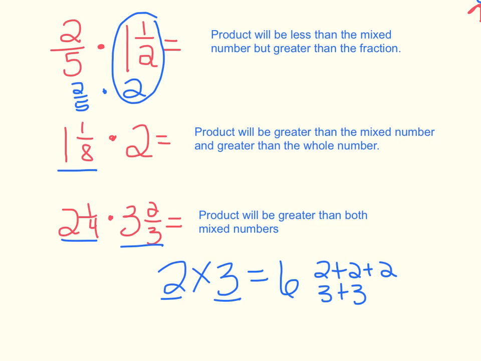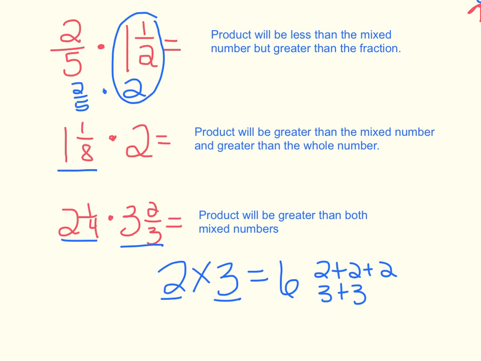So in the second situation, where we have a mixed number times a whole number, the product is going to be greater than both factors. So it'll be greater than the mixed number and greater than the whole number, because this problem means that 1 and an eighth is being repeated 2 times. So 1 and an eighth repeated will have to be more than 1 and an eighth by itself. It also means 2 is being repeated 1 and an eighth times. So it is 2 plus an eighth of 2 more. So we're going to see an answer that is greater than both factors.